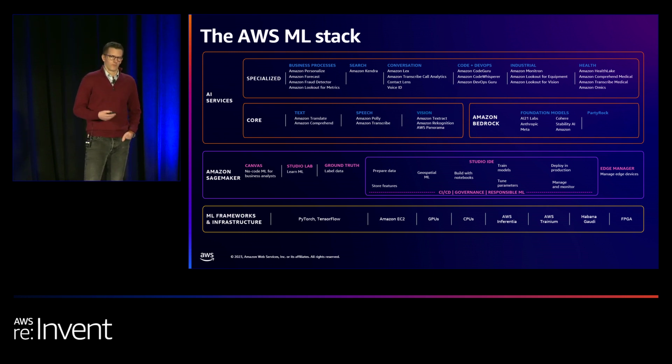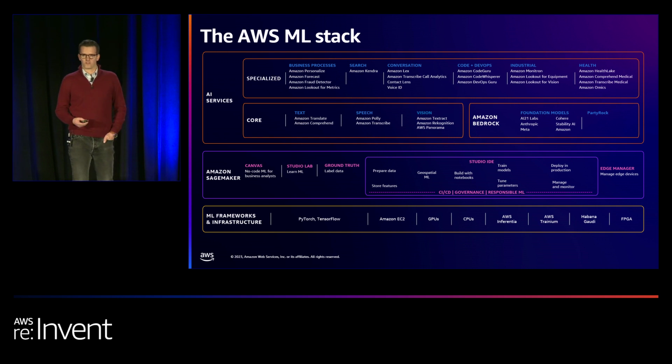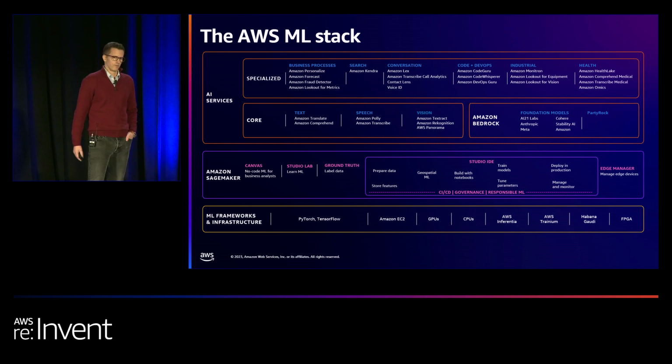In this layer, we also have Amazon Bedrock. I know there's been a lot of buzz about this this year, but it's a new service where customers can now access the latest foundation models from leading AI companies like Anthropic and Stability AI, again, through simple API calls.